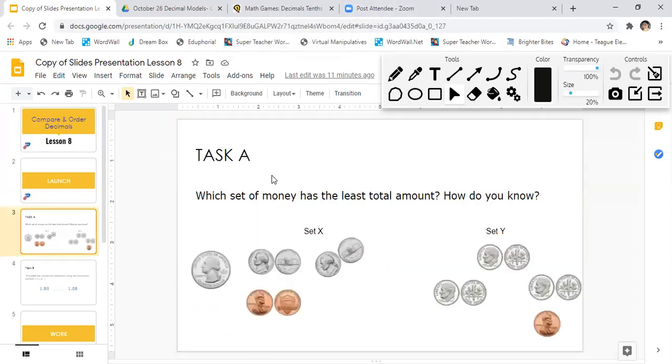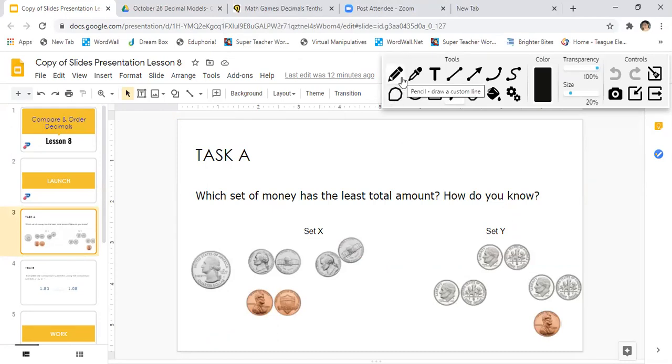Our task A deals with money, and whenever we study decimals, it's a very useful way of looking at decimals if you think of it in terms of money. So we have two amounts here, and the question asks us to compare them. Which set of money has the least total amount, and how do you know that? We have a set right here and a set over here.